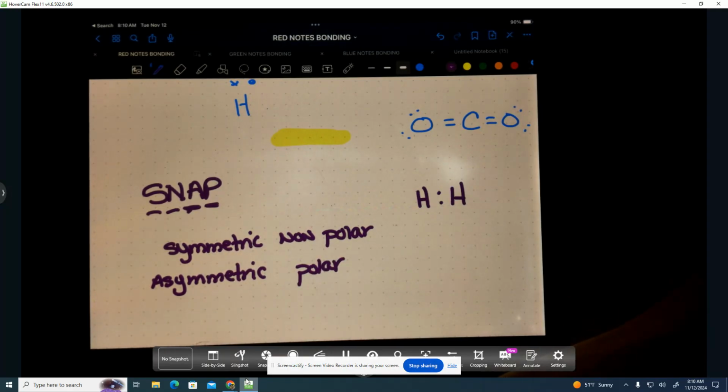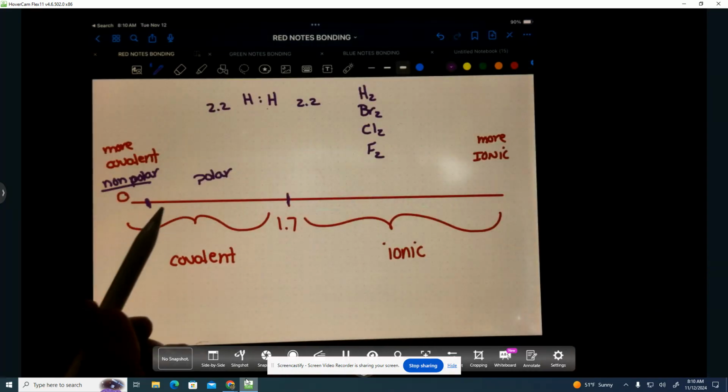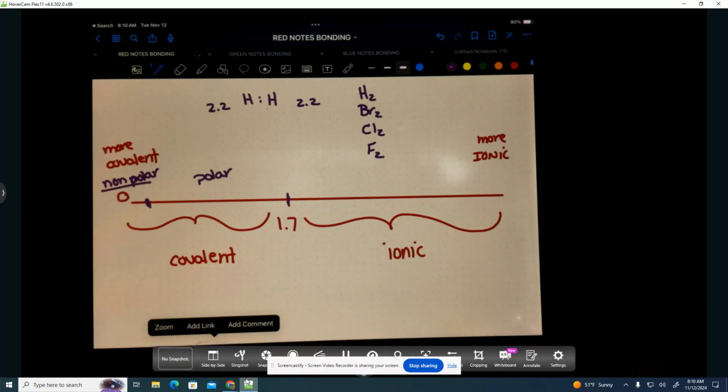The closer you get to 0, the more nonpolar you are. The higher your electronegativity difference is, the higher you go, the more polar you're going to be. Are ionic bonds polar or nonpolar? They're polar. They're really, really polar. They're so polar we don't call them polar anymore. We call them ionic. It's just a way of saying we've got something that's really, really polar.